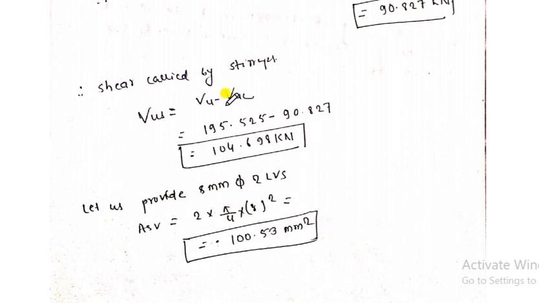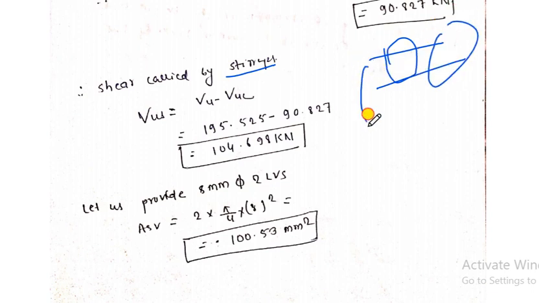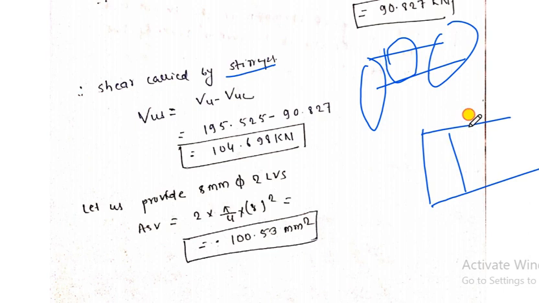Now the shear carried by stirrups. Suppose this one is the beam, then we will substitute stirrups at a certain distance. This ring is nothing but the stirrup, so stirrups will be provided in this form in the beam. The shear carried by stirrups is Vus, that is Vu minus Vc, subtracting the shear force carried by concrete, and we get the shear carried by stirrups, that is 104.698.